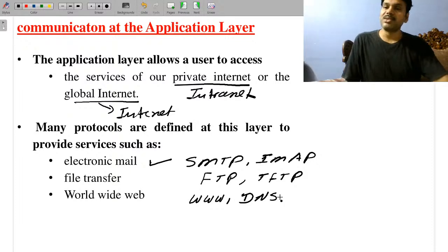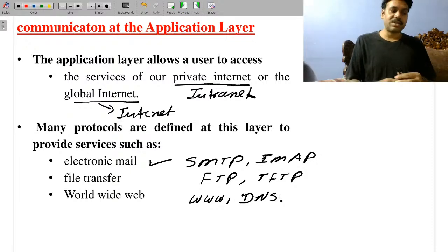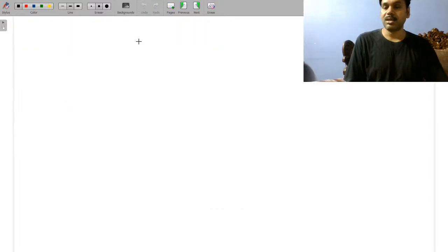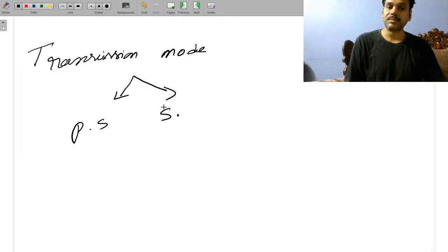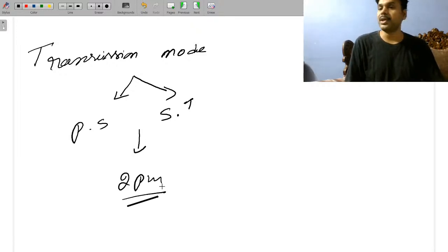So that's it, friends. This is how the organization of layers works. In tomorrow's session we are going to see the transmission modes, that is parallel transmission and serial transmission, which is asynchronous and synchronous. So this is our schedule for tomorrow, which starts sharp at 2 p.m.